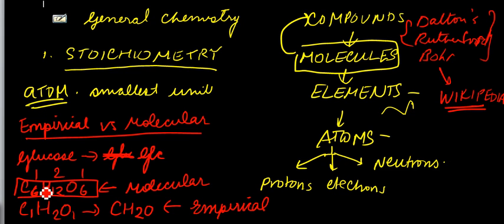So for every carbon atom, I have 2 hydrogen atoms and 1 oxygen atom. Or I could say for every 2 hydrogen atoms, I have 1 carbon and 1 oxygen. Or I could say for every 1 oxygen, I have 1 carbon and 2 hydrogens. It doesn't matter.